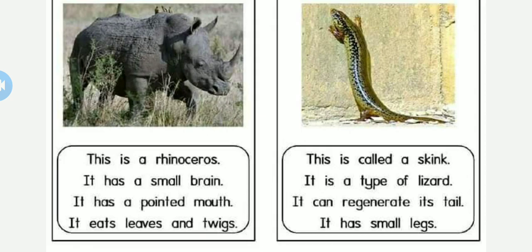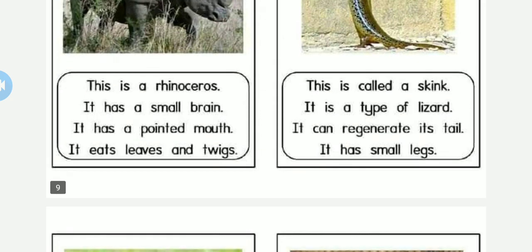Look at another picture on your right. This is called a skink. It is a type of lizard. It can regenerate its tail. Regenerate means once this creature's tail is broken, it can develop another tail from the same side. It has small legs. Its legs are really small. Lizards have little longer legs as compared to this creature. This creature has short ones.